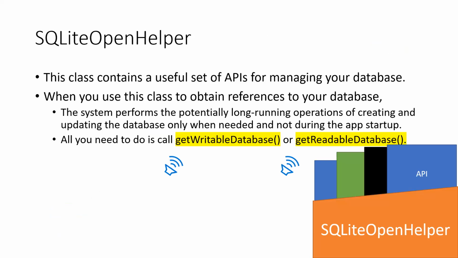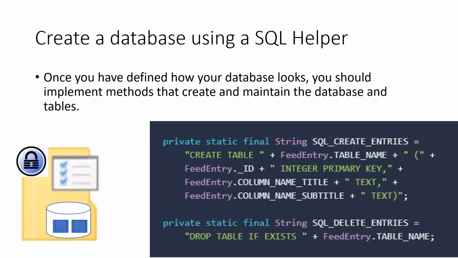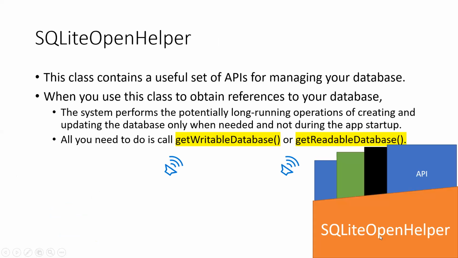So in this slide, we talked about using SQL helper, but we have not used a SQL helper. We have just created two strings, but we are yet to call SQLite Open Helper. SQLite Open Helper is a class. That class contains a useful set of APIs for managing your database.